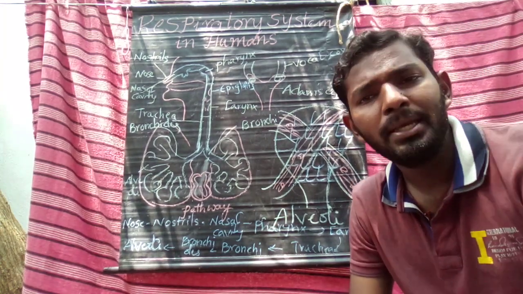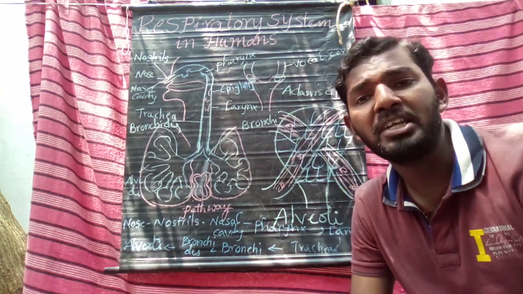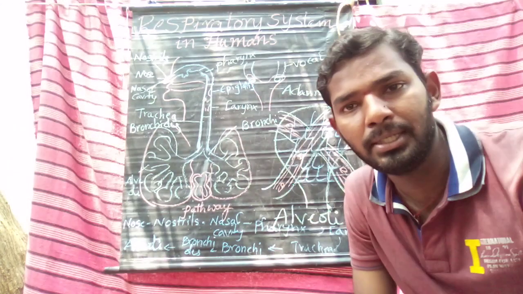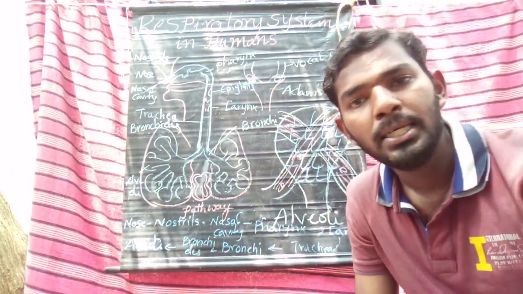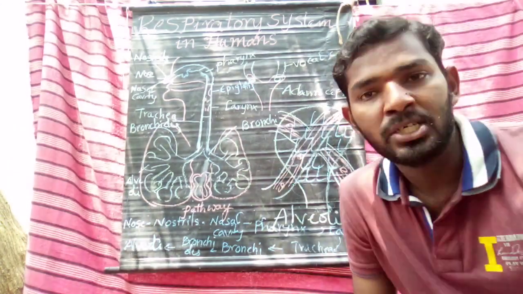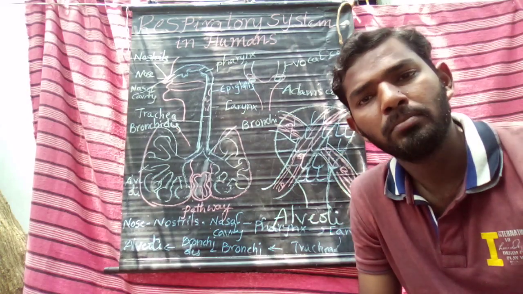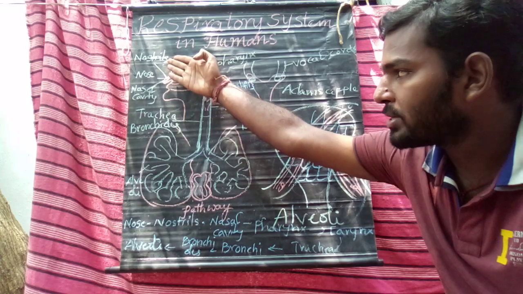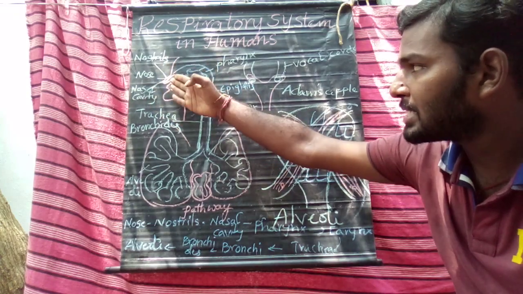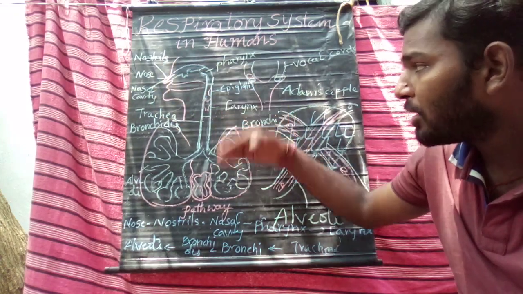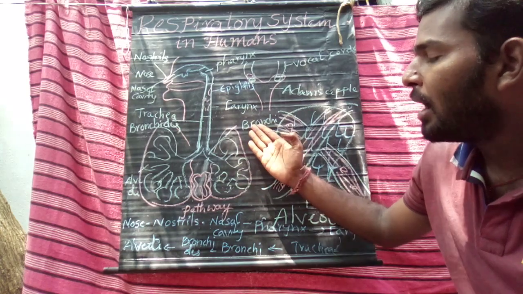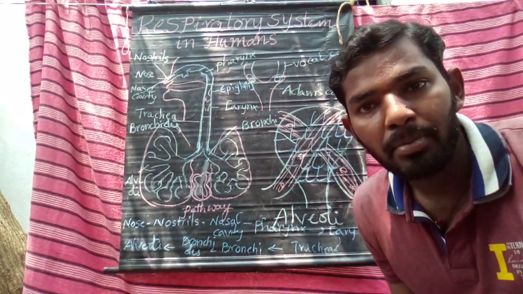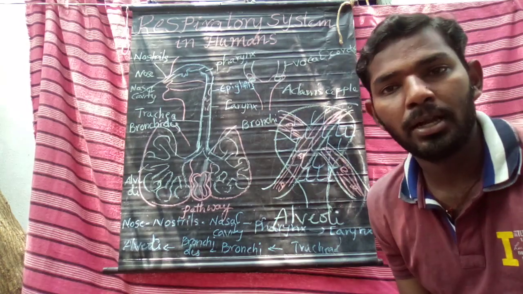So in this topic, there is a pathway of respiration that takes place in humans. I already mentioned it in the diagram here. First we will see the parts which are involved in respiration in our body. I mentioned here the nose, nostrils, nasal cavity, nasal septum, pharynx, epiglottis, larynx, and bronchi, bronchioles, alveoli. Now we will see each part and what its function in our body is.